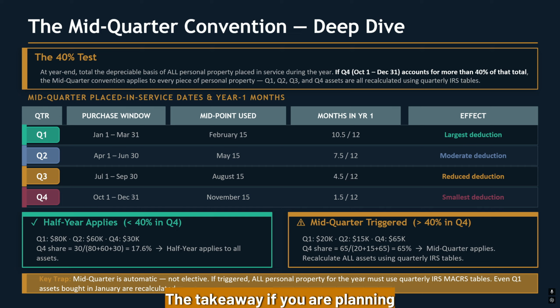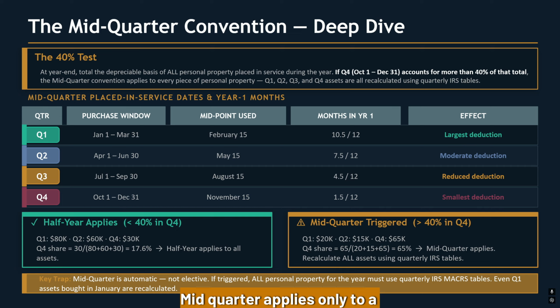The takeaway: if you are planning to make a large equipment purchase at year end, always run the 40% test before December 31st. If you are close to the threshold, moving a purchase to January of the following year might give you significantly better depreciation in the first year. The IRS publishes a separate MACRS percentage table for each quarter under the mid-quarter convention. You cannot just prorate half-year percentages.